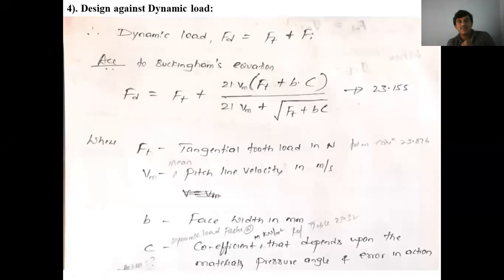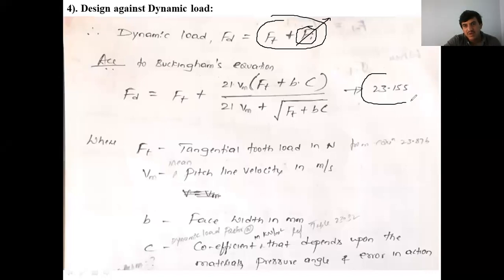The design against dynamic load. Dynamic load occurs due to some inaccuracies present when we go for measuring the gears, right? The dynamic load is always greater than the tangential tooth load. It is the sum of the tangential tooth load and the incremental load. That incremental load comes into the picture due to the irregularities present. Then what is the formula used? Dynamic load according to the Buckingham equation, equation number 23.155.